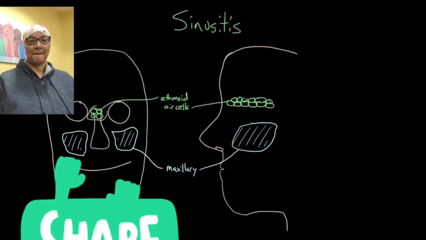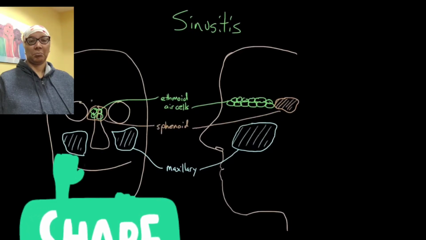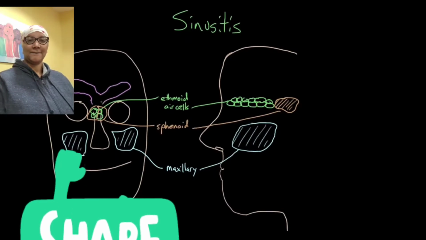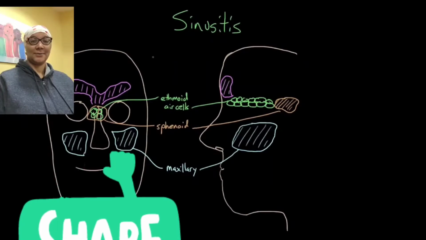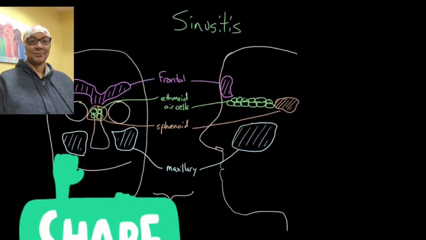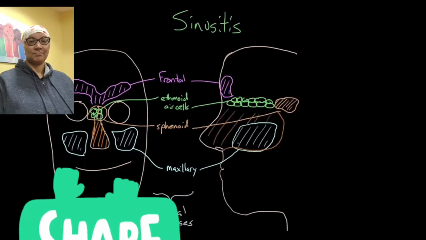Right behind the ethmoid air cells, and deeper back in your head, is a pair of larger sinuses called the sphenoid sinuses, and they live about right here. And another set of sinuses lives in your forehead, about like right here. It's kind of variable in shape, but kind of looks about like this. And these are called your frontal sinuses. And altogether, these are known as the paranasal sinuses. The reason for that is because they're located adjacent to your nasal cavity. And the nasal cavity, as you might guess, sits right in the middle of your face, right about here.